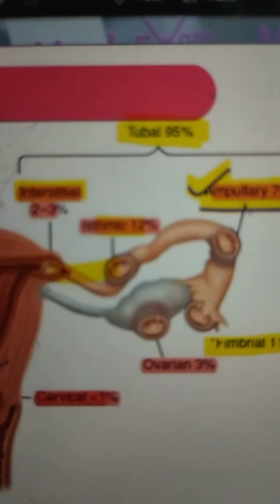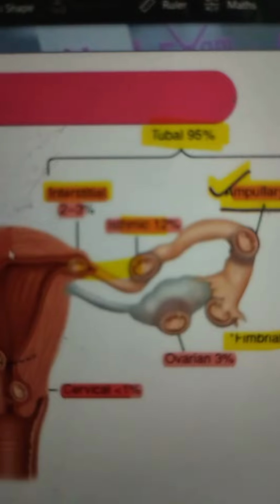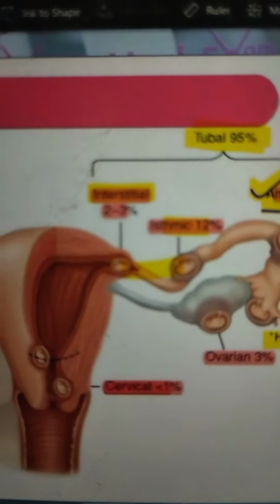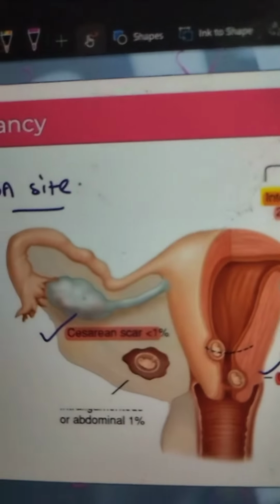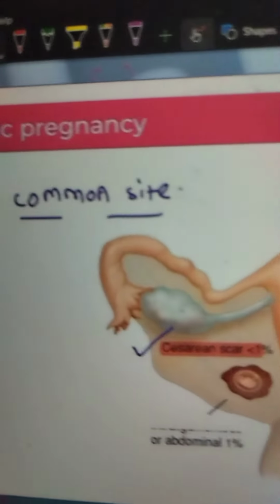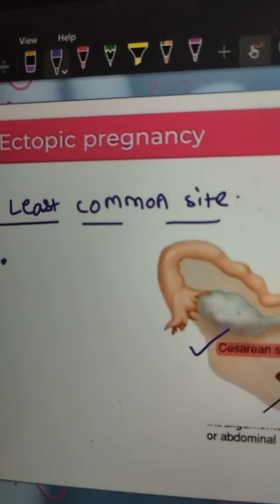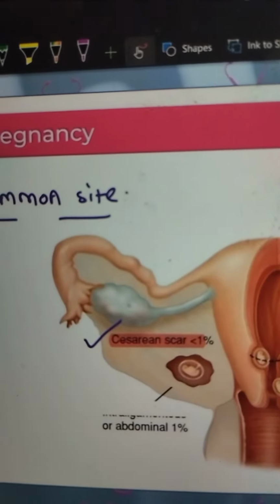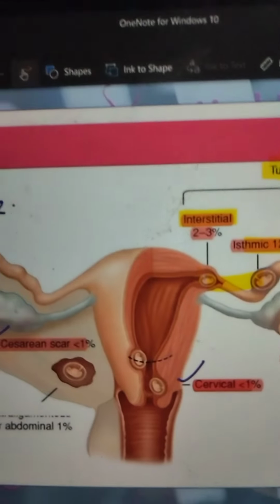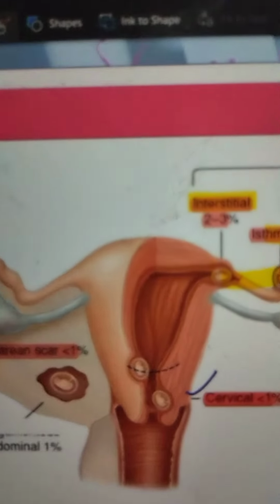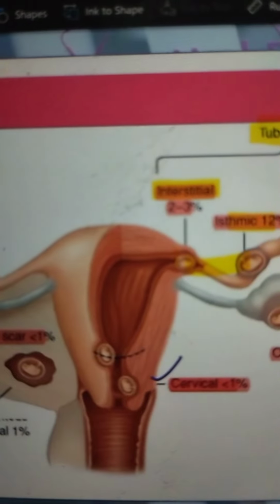So the least common site, if you observe here, as given by Williams, it can be either the scar ectopic or the cervical ectopic. On the whole, I'm telling, on the whole. In the fallopian tube, the least common is interstitial. But on the whole, the least common will be either cervical. If you have the option of cervical, you can go for cervical, or we can go for cesarean scar ectopic.